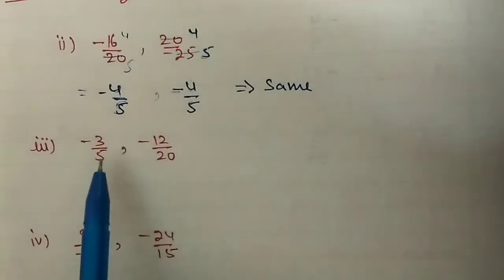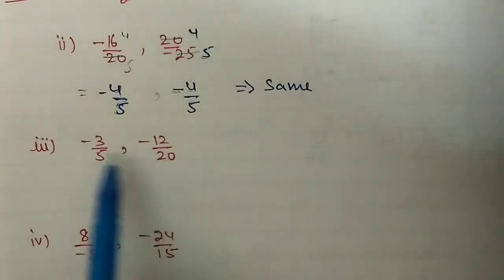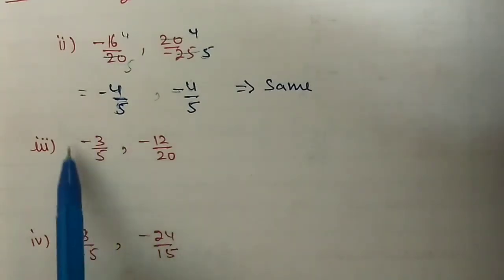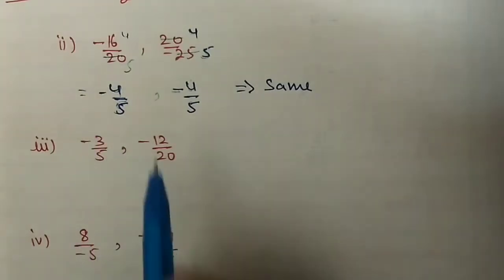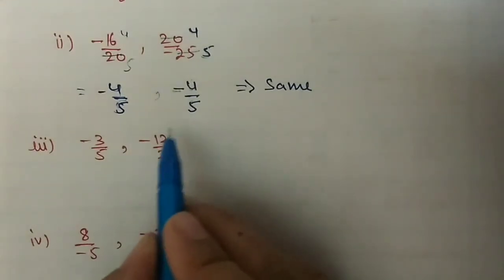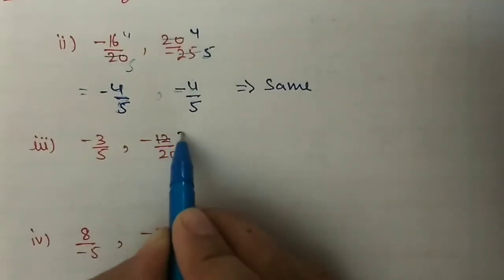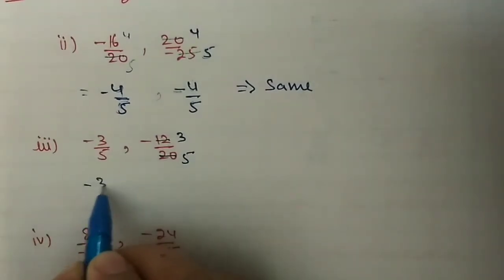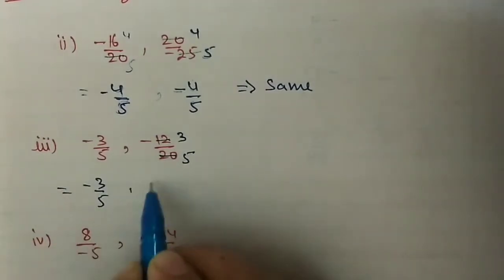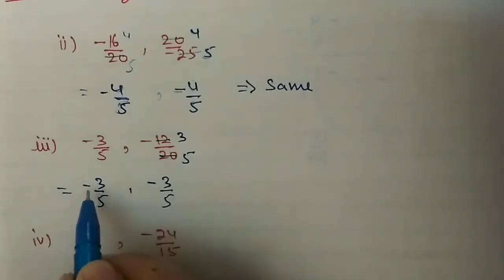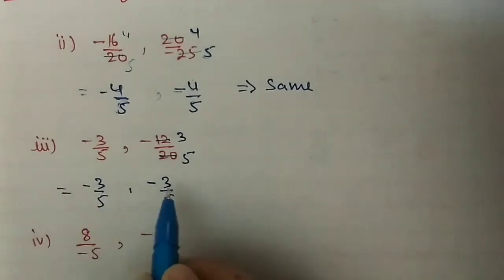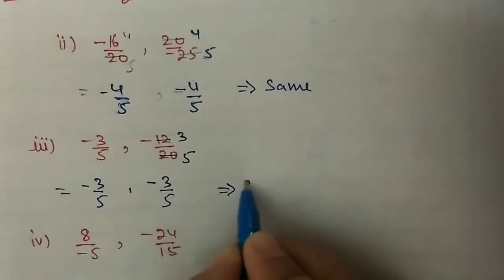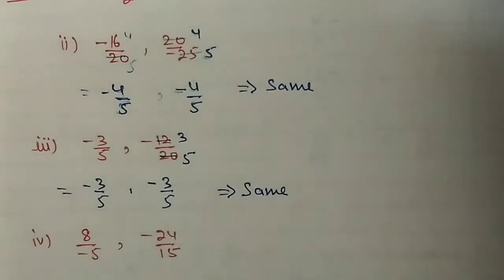Third part, minus 3 by 5 and minus 12 by 20. Here this is already in simplest form. We cannot cancel anything, but the second one we can cancel with the 4 table. 4 threes are 12 and 4 fives are 20. So it has reduced to minus 3 by 5. So both are same numerically and with symbol also. So these both are same.